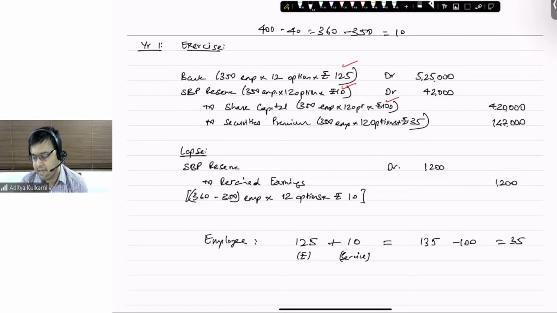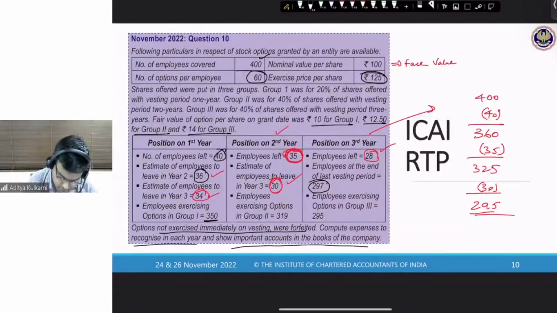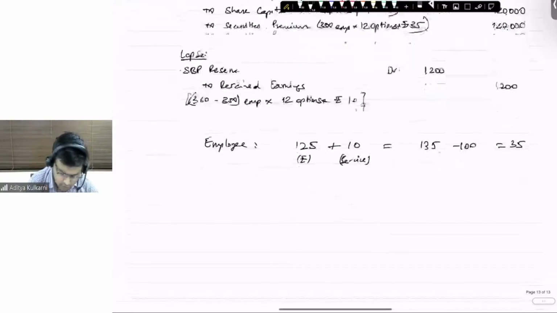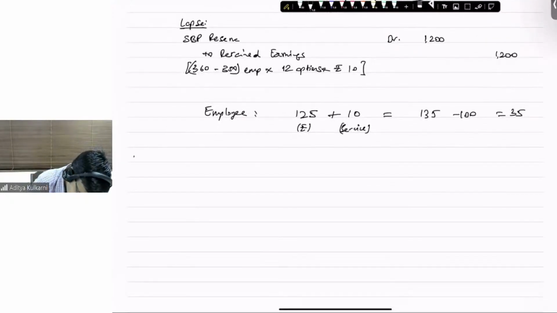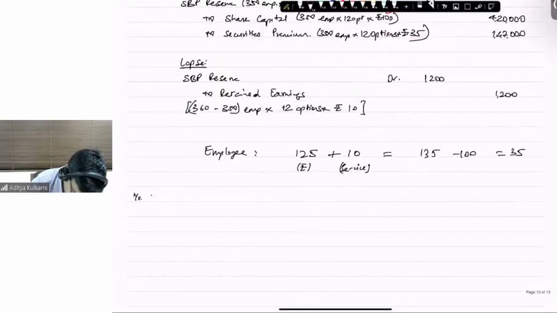So that takes care of all the doubts. Okay, excellent. So we then move on to the next part. Group 2 exercising options is 319. No problem. You will now help me with the entries, guys.